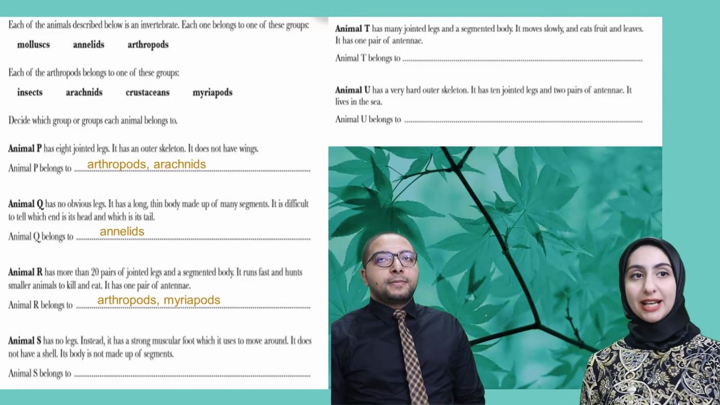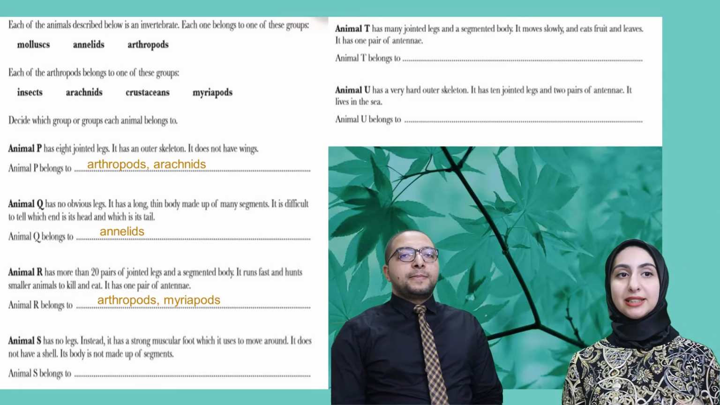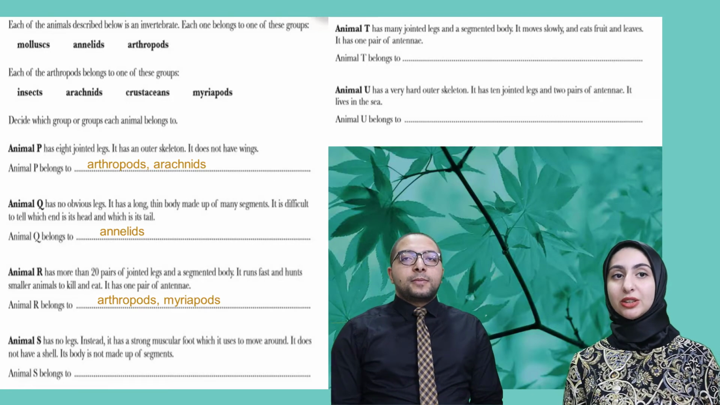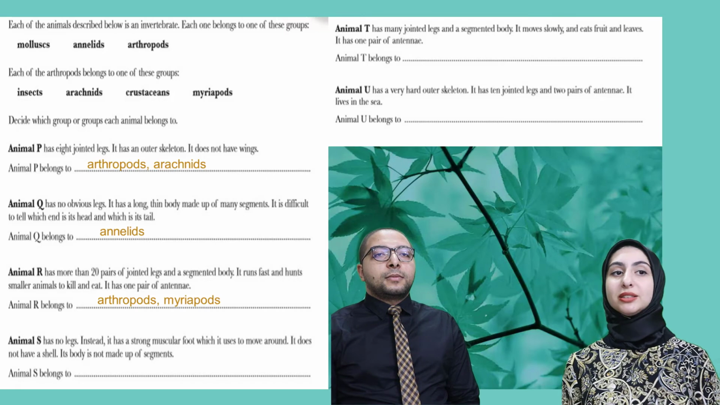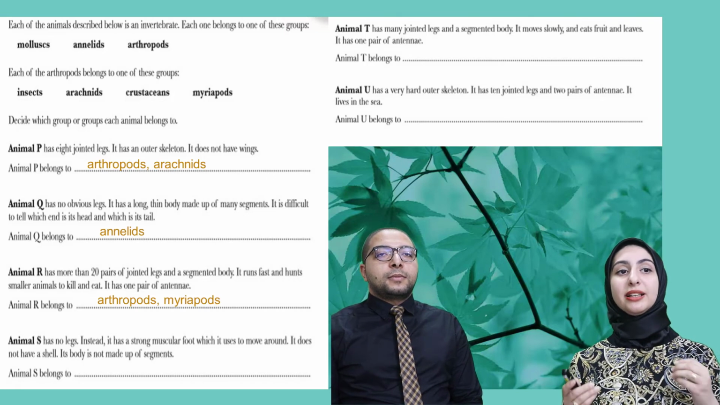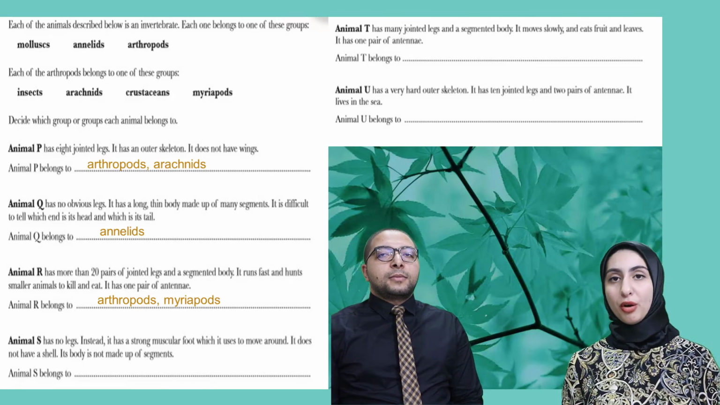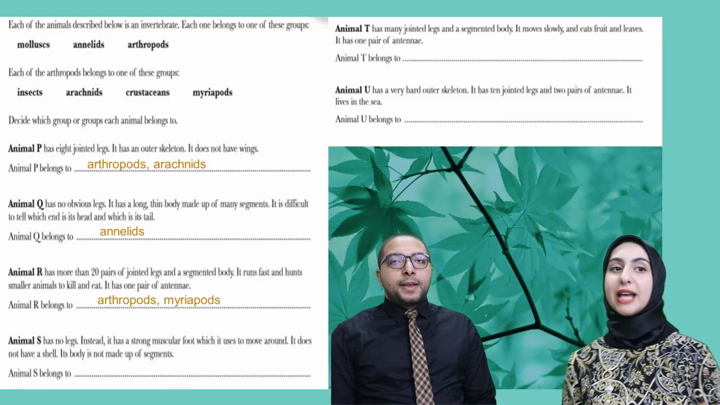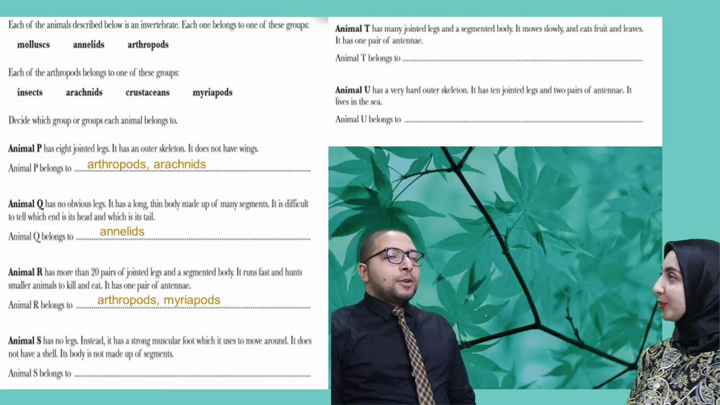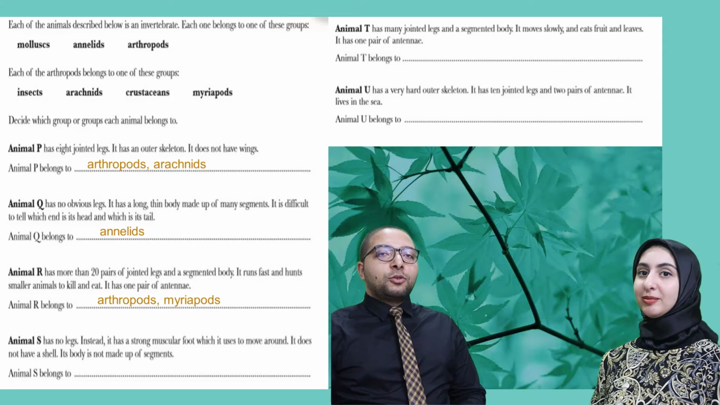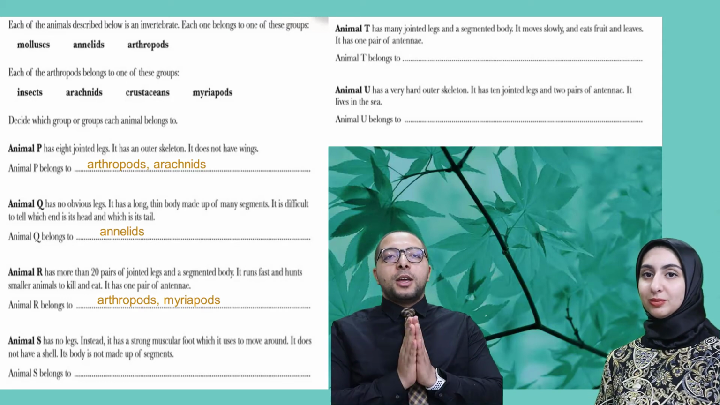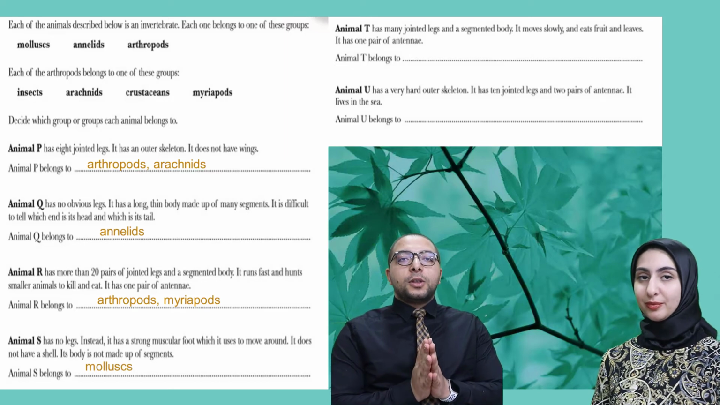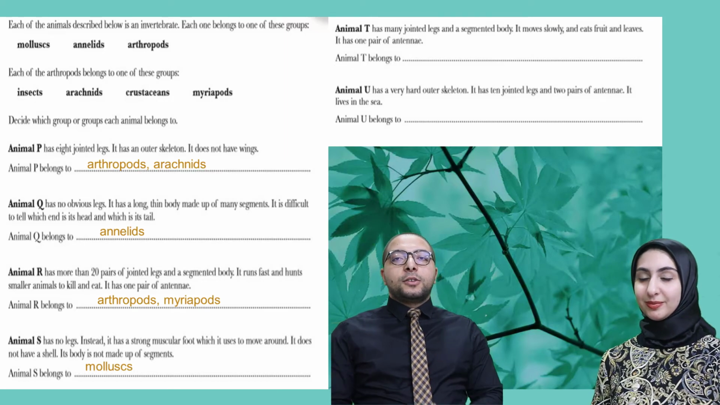Okay, animal S has no legs. Instead, it has a strong muscular foot, which it uses to move around. It doesn't have a shell. Its body is not made up of segments. So which group does this animal belong to? When it comes to muscles, we are talking about molluscs, because molluscs are characterized by a muscular foot along with no shell to cover the body.